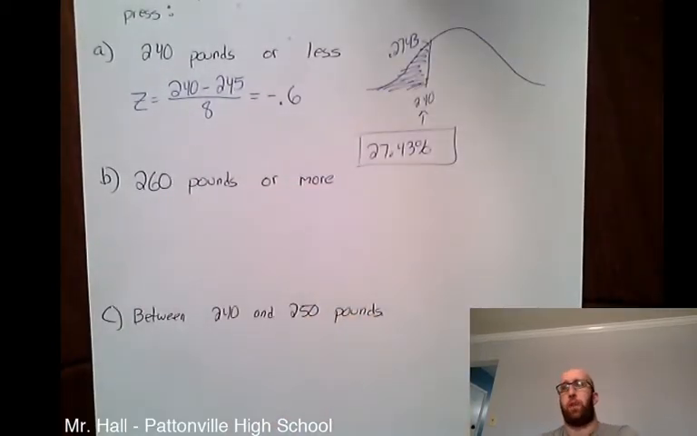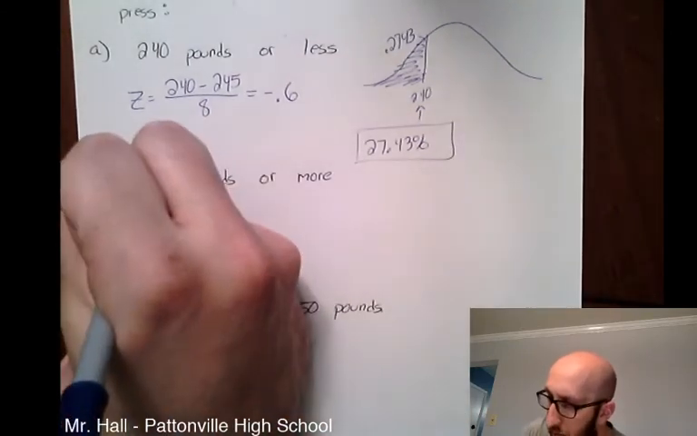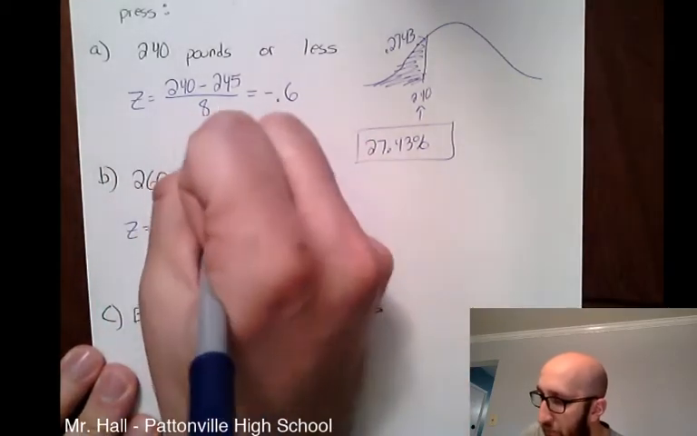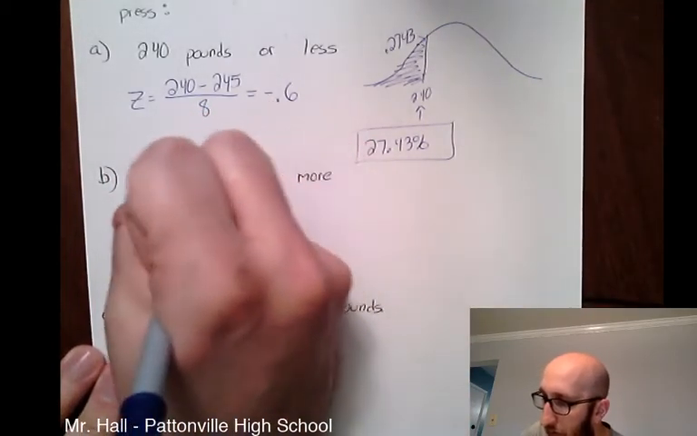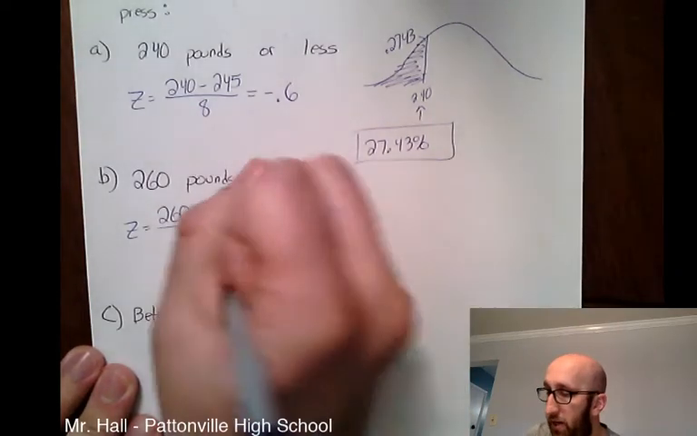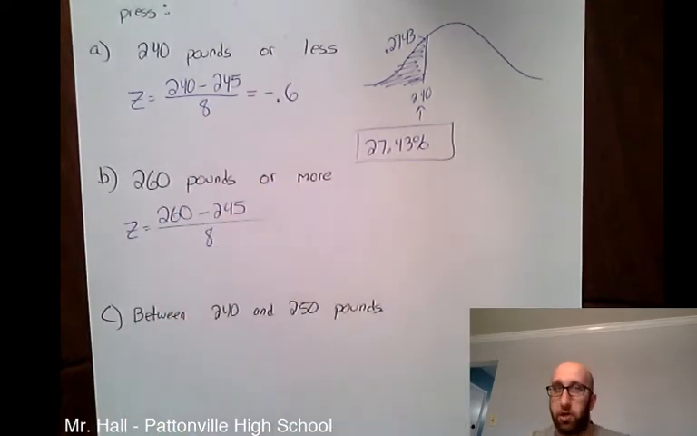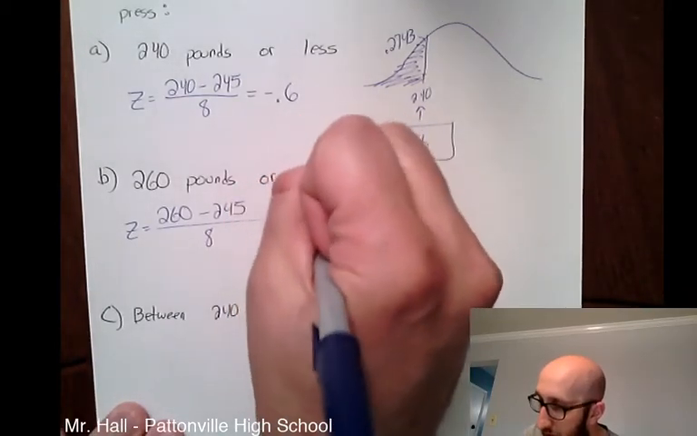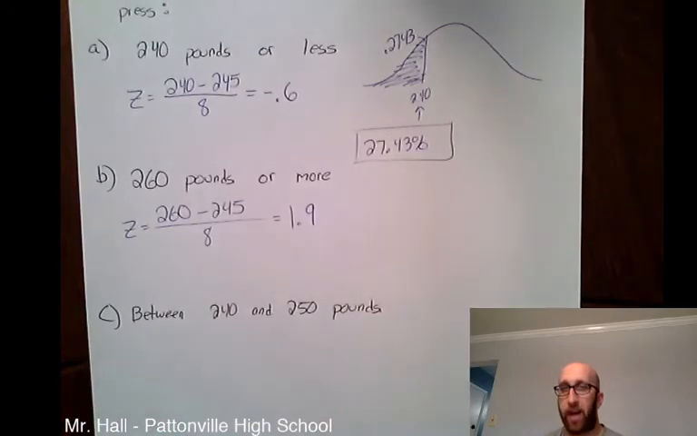I want to know what's the probability that I do 260 pounds or more. Okay, so we're going to start with z-scores, then we're going to look it up in the table, then we're going to get our percentage. So starting with a z-score, z equals the observed value, 260, minus the expected, 245, that is the mean, divided by the standard deviation, 8. So 260 minus 245 is 15. 15 divided by 8, rounded to one decimal place, is 1.9.